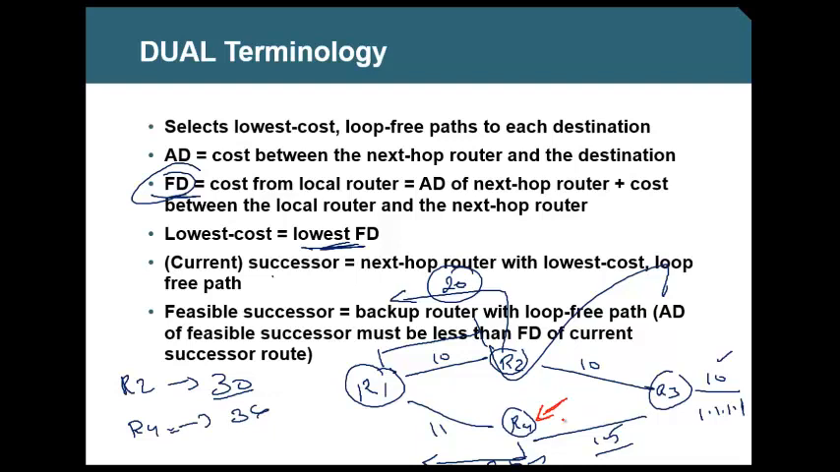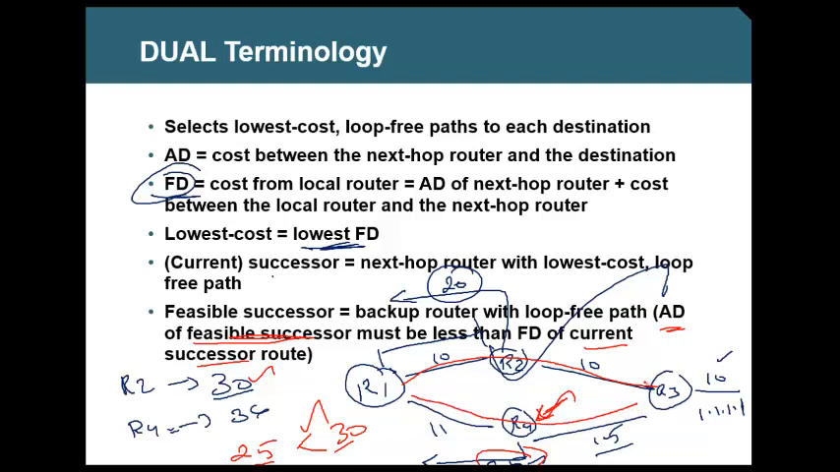What does the feasibility condition say? The advertised distance of this feasible successor. What is a feasible successor? Backup route. What is the advertised distance? 25. This 25 needs to be less than the current successor. What is the current successor? Via router 2, which is 30. Is the condition met? Yes, it is met. 25 is less than 30. So the path via R4 is now a qualified backup path.